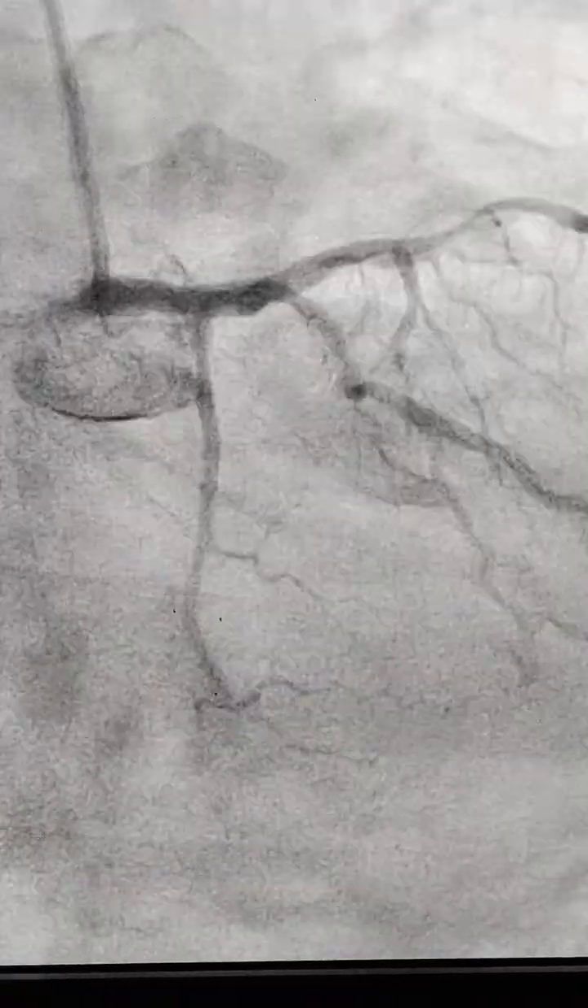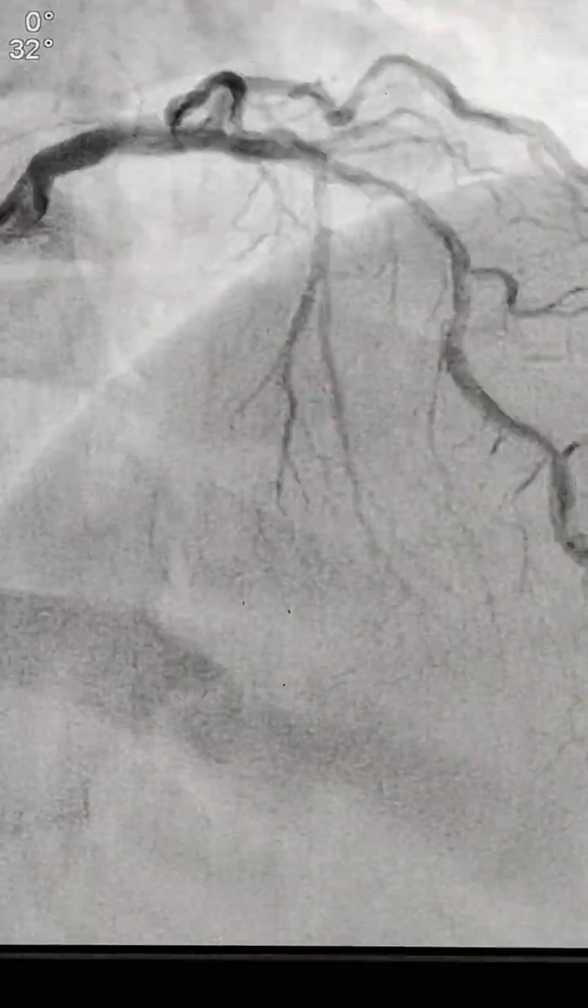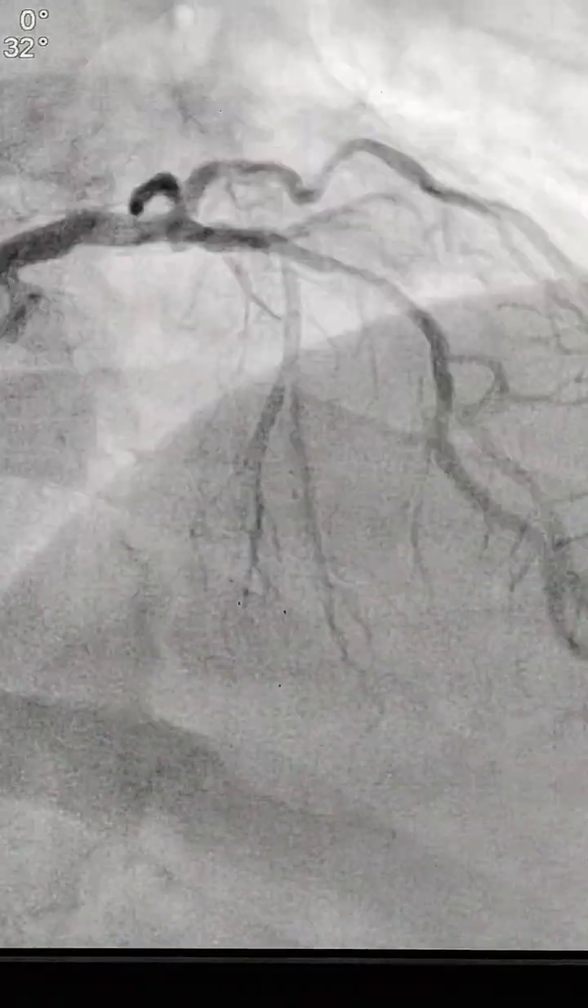This is the angio, the LAO caudal view, and you can see there's a significant lesion in the mid LAD, almost 80-90% stenosis. This patient is an uncontrolled diabetic. The same thing you can see in this RAO caudal view, a significant lesion in the mid LAD. And now clearly you can see there is a significant lesion in the mid LAD which has to be addressed.